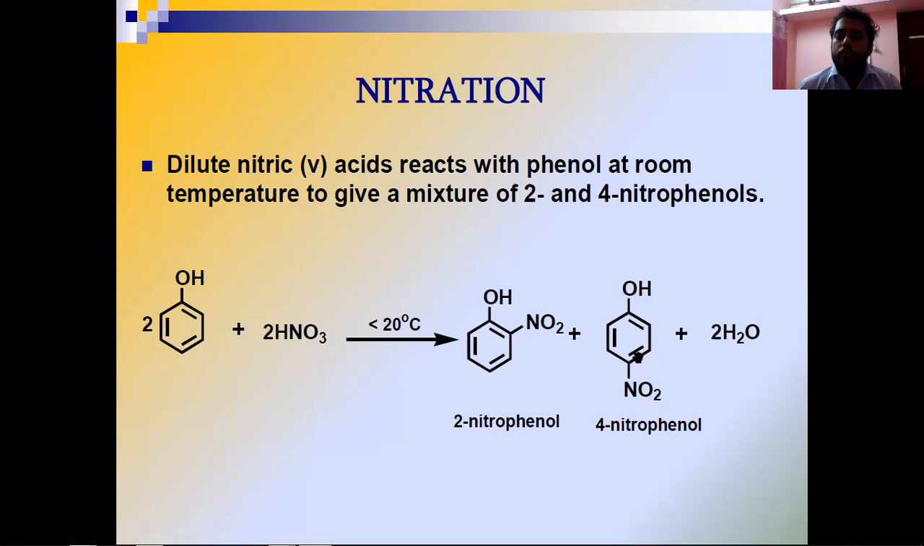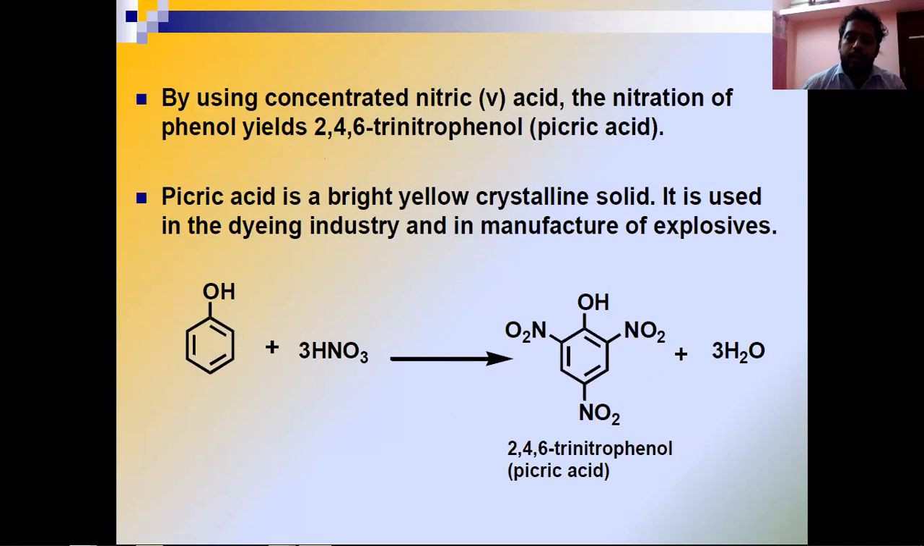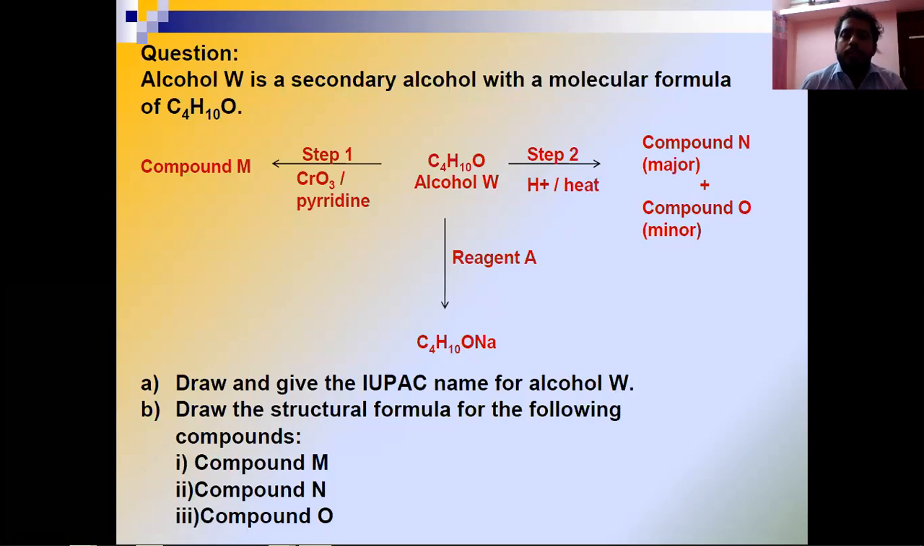Normally, para nitrophenol will be the more stable product due to its less steric hindrance. And if you use excess nitric acid, all the 3 available positions will be blocked to form 2,4,6-trinitrophenol, called picric acid. So this is all about the electrophilic substitution reactions of phenol. We will look into another portion in the next chapter, in the next session. Thank you.